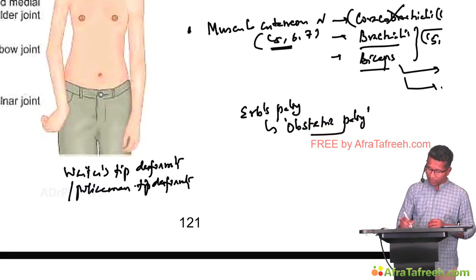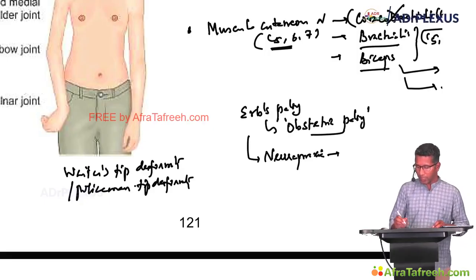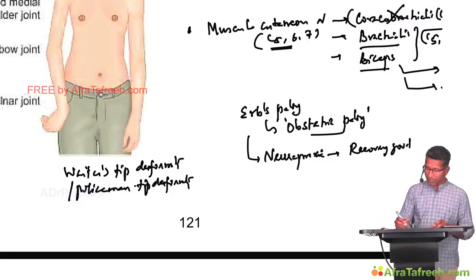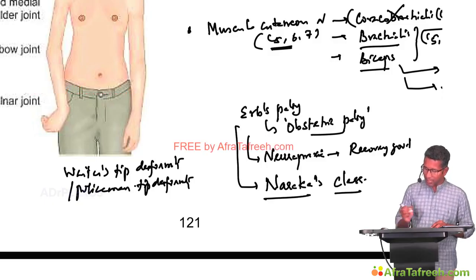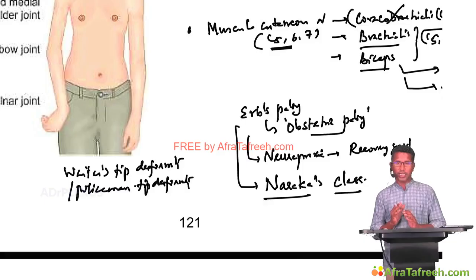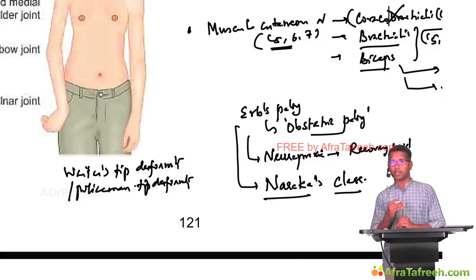And please remember, whenever there is an obstetric palsy, mostly this is a neuropraxia kind of injury, and whenever there is a neuropraxia kind of injury, the chances of recovery are good. Okay, clear? So there is a classification system for Erb's palsy, called Narakas classification, which is used to classify Erb's palsy. Mostly it is a neuropraxia kind of injury. It will recover well.